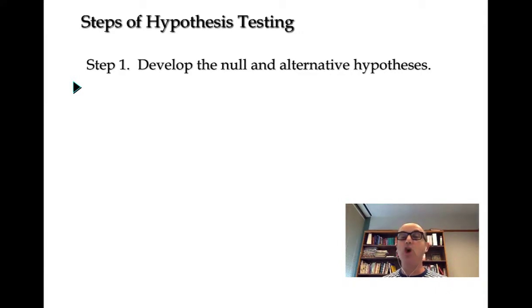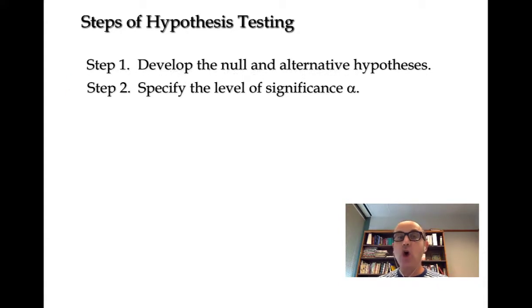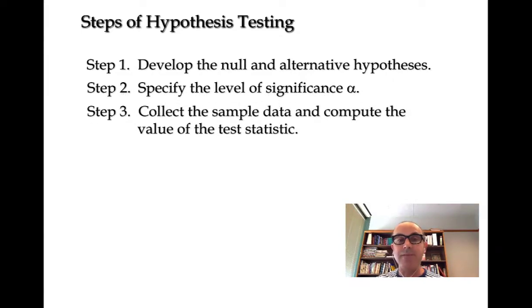The first step, you're going to develop the null and alternative hypotheses. Second, you're going to state the level of significance. In your homework assignment, you will be given the level of significance. Usually it's 0.05, and you need to understand where it comes from. Then you collect the data from the sample, compute the value of the test statistic, and then the p-value approach comes into play.